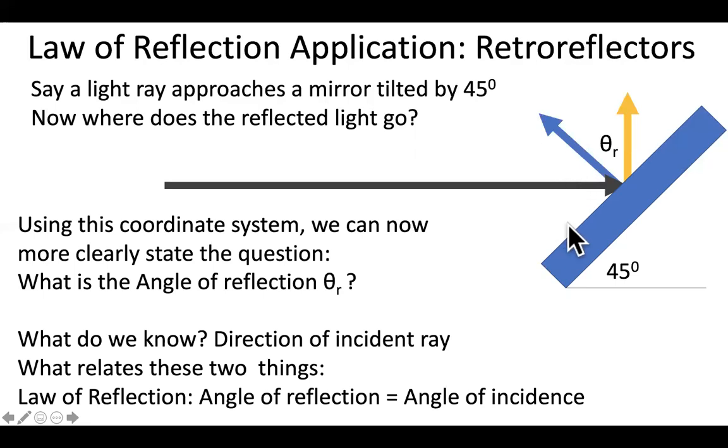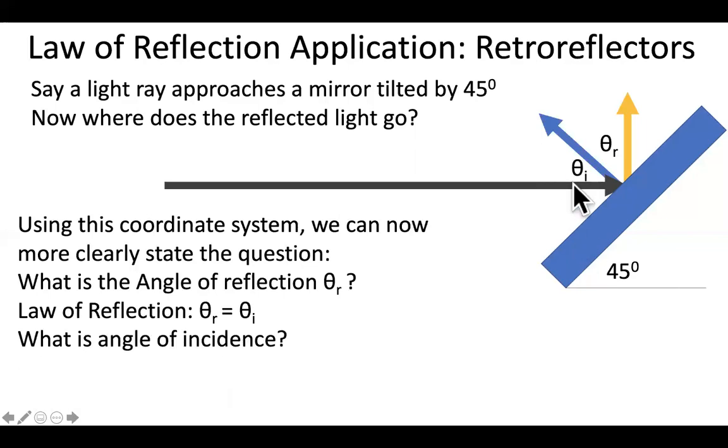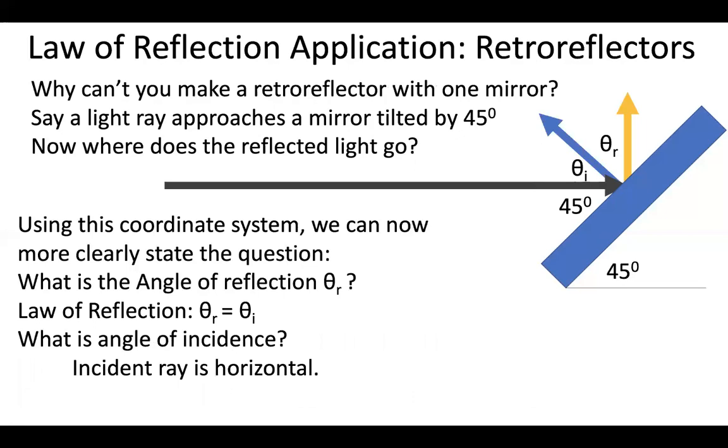Okay, how do we do that? Well, in this case, and in many cases, it's often easier to figure out this angle first. Now, when I said this was tilted by 45 degrees, I meant literally the surface of the mirror is 45 degrees from the horizontal. This ray approaching the surface is also horizontal. So this angle here is also 45 degrees.